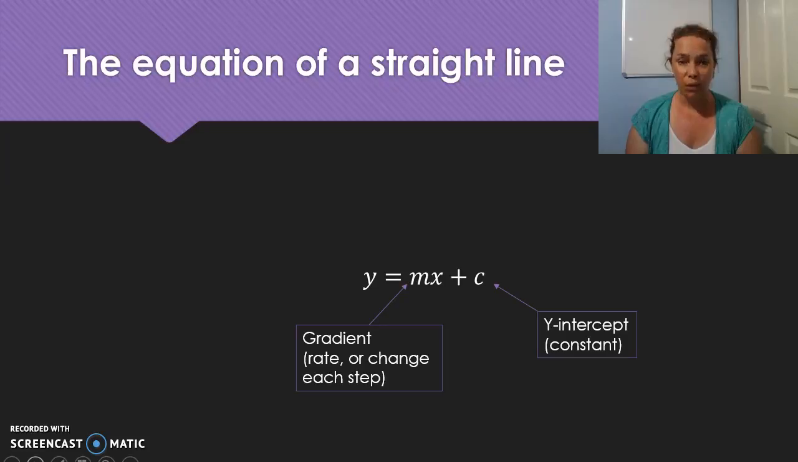First of all, let's just have a quick look at what the equation of a straight line actually looks like. The general equation of a straight line is y equals mx plus c. m is the gradient, which can also be described as the rate or the change in each step, or the growing part of the equation. And the c is the y-intercept, which is a constant.